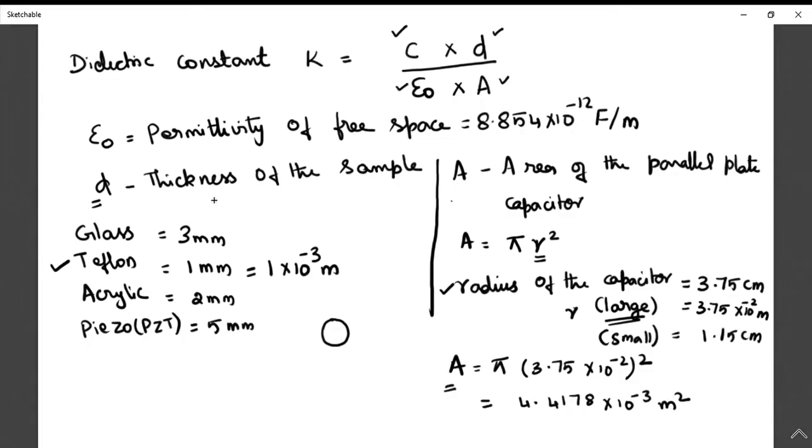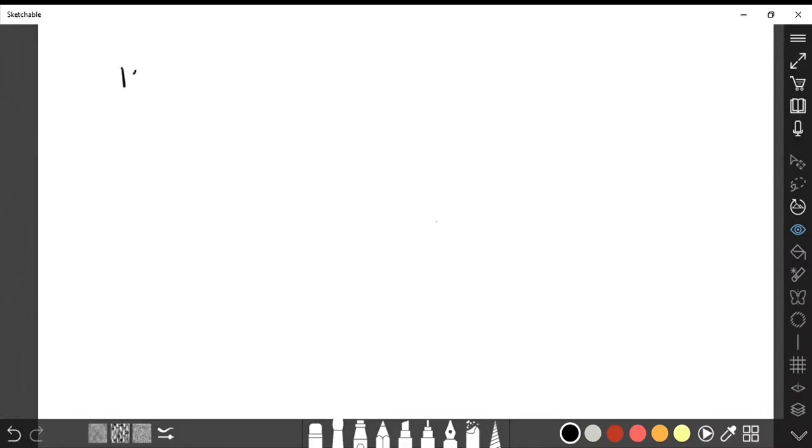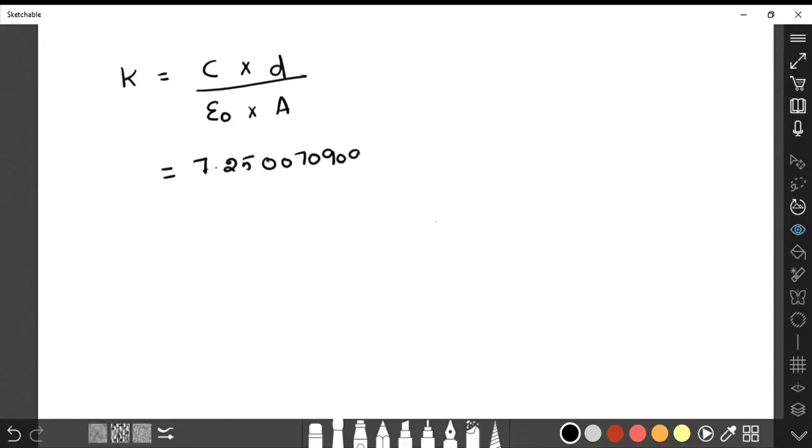Now we know D for our experiment, 1 into 10 power minus 3 meter, and the A value, 4.4178 into 10 to the power of minus 3 meter square. So now we know all the values. We will substitute in this formula. What is the formula for K? K is equal to C into D divided by epsilon naught into A. Substitute the values of all these things. So the C value is 7.257070909 into 10 to the power of minus 11, into D.